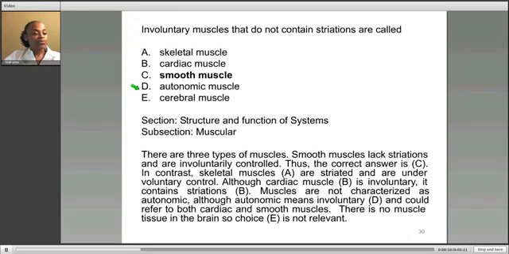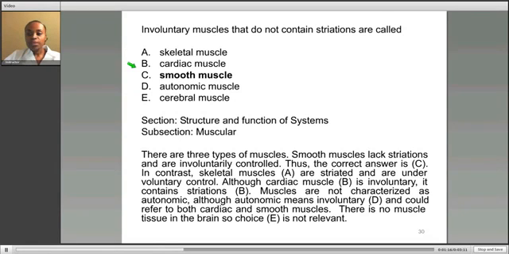Choice E says cerebral muscle. Cerebral means relating to the cerebrum or the brain. Therefore, it means that cerebral muscle would be found in the brain. There is no muscle in the brain, only fatty tissue and lots of proteins, so we can eliminate choice E. This leaves us with only choices A, B, and C.